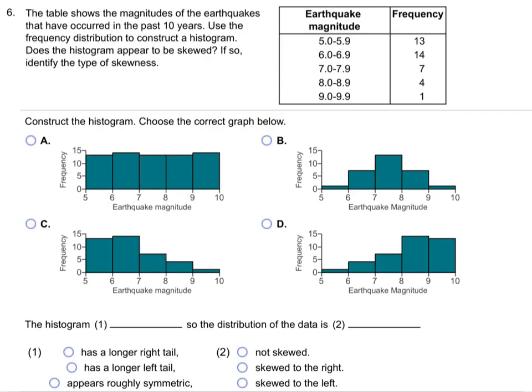On with number 6. The table shows magnitudes of the earthquakes that have occurred in the past 10 years. Use the frequency distribution to construct a histogram. Does it appear to be skewed? So, what kind? All right. A, B, C, or D? C.